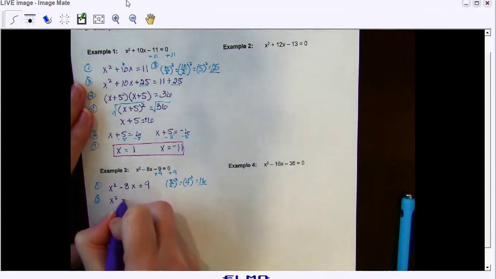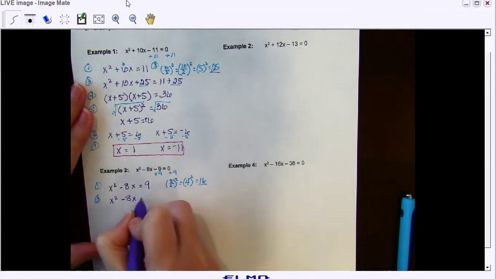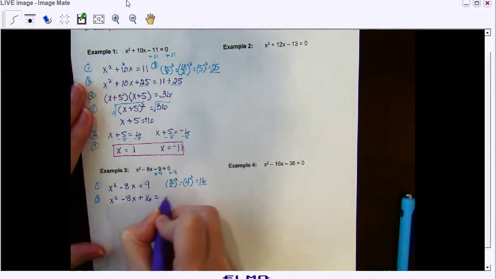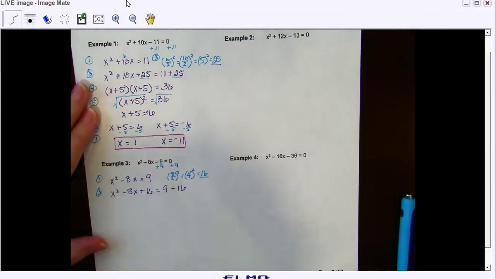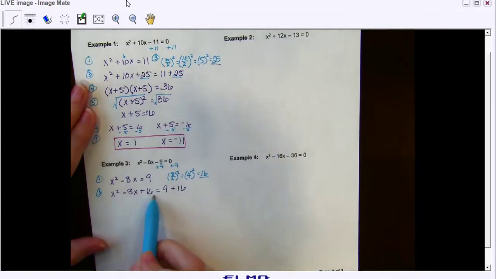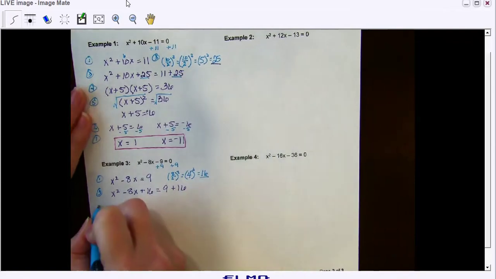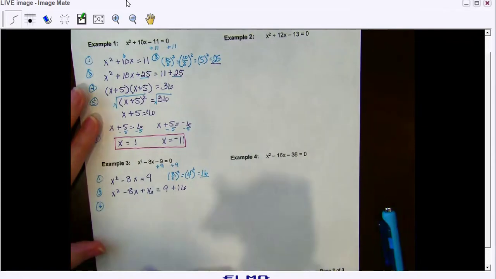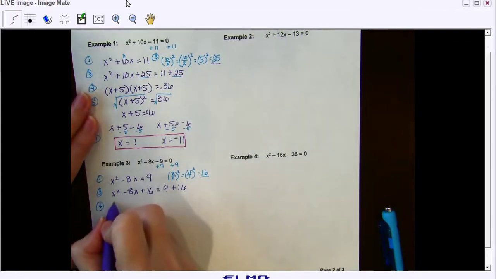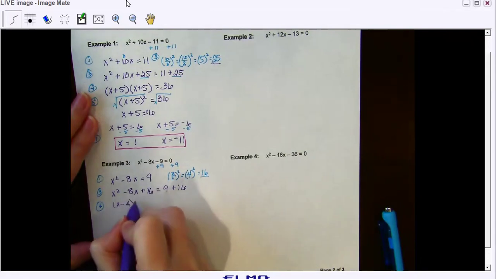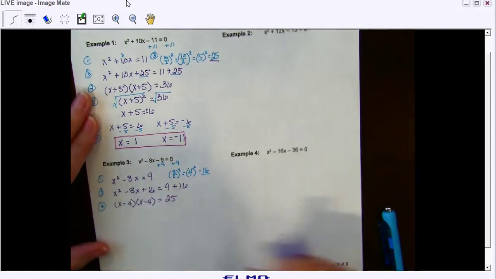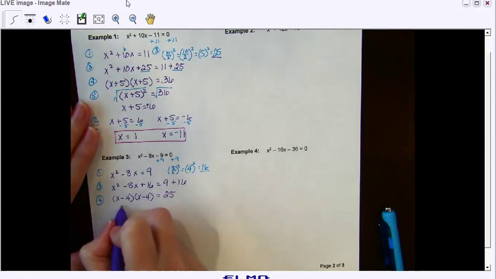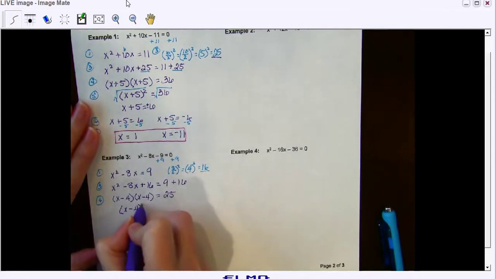So x squared minus 8x. We're going to add 16 to both sides, so we'll add it to this side of the equation, and then we'll add it to this side of the equation. Step 4 says to factor out this quadratic and then add the other side of the equal sign. So this is step 4. Now this quadratic, because this is negative, that means I'm going to get an x minus 4 times x minus 4 equals 25. You can skip this part and go straight to x minus 4 squared if you want.